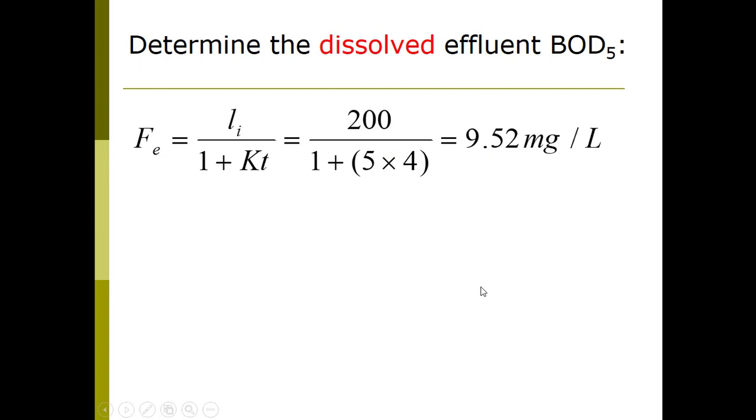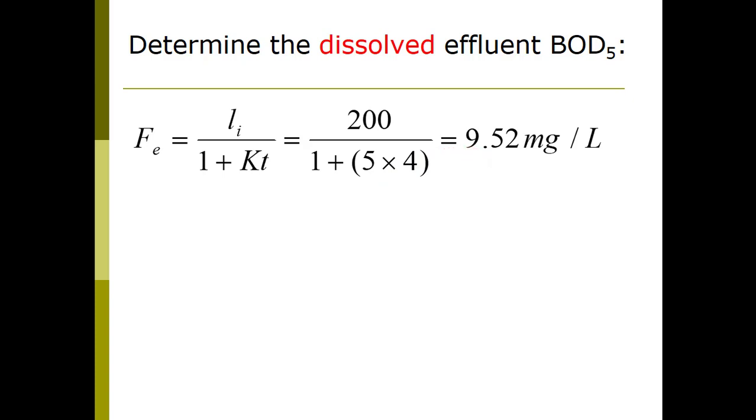Now we can determine the dissolved effluent BOD, the first component of the effluent BOD. Fe equals Li over 1 plus Kt. Li is 200, and K is 5. We have two Ks, K and K1. K is for the aerated lagoon, and K1 is for the maturation ponds, so we don't get confused. So 1 plus 5 times 4, and Fe equals 9.52.